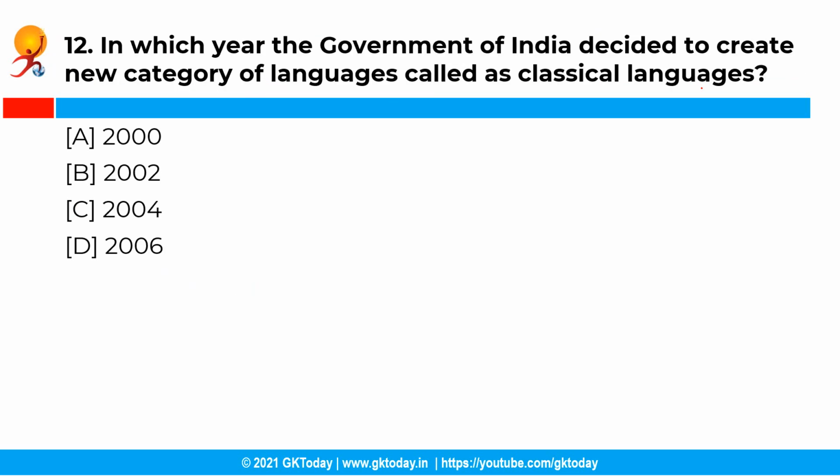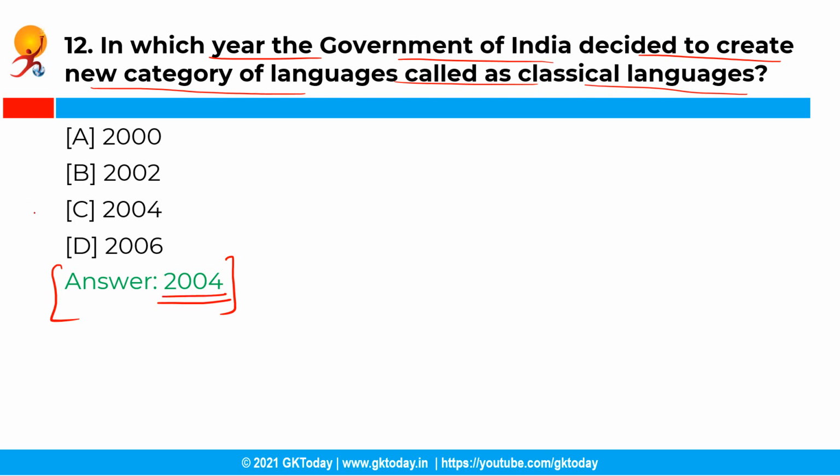Moving ahead with the next question. In which year did the Government of India decide to create a new category of languages called classical languages? So you have the following options and the correct answer is option C, that is the year 2004. So the Government of India in the year 2004 decided to create a new category of languages called classical languages. And in the year 2006, the government laid down the criteria for conferring the classical language status.